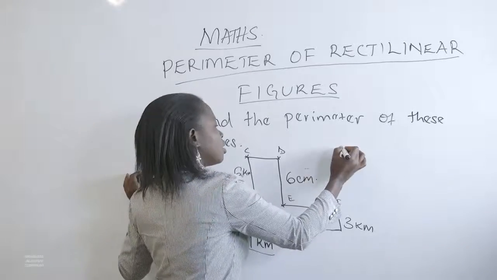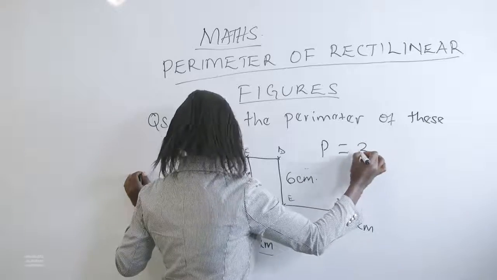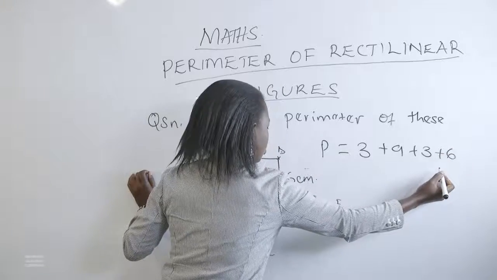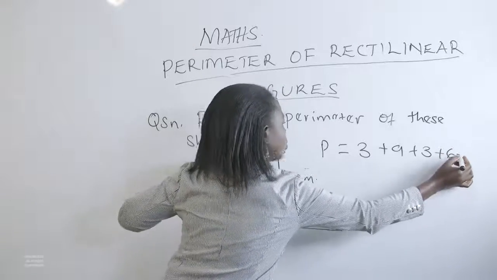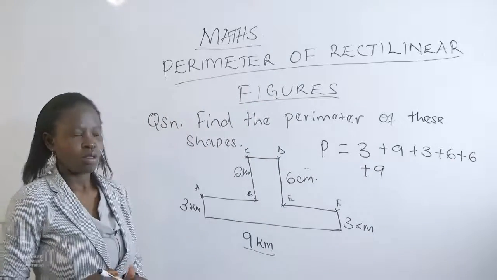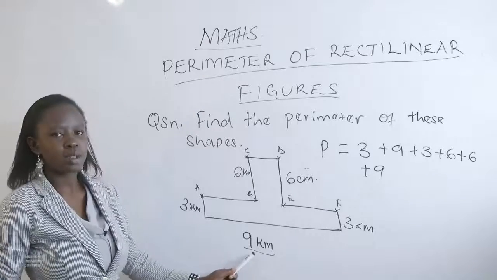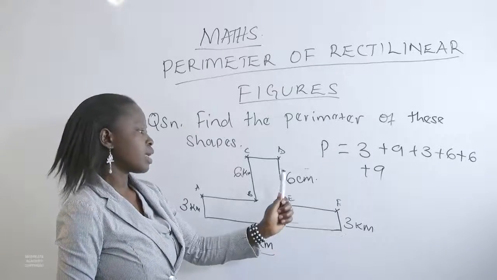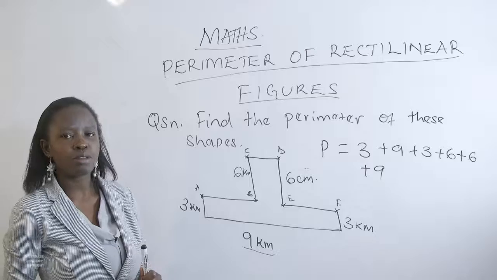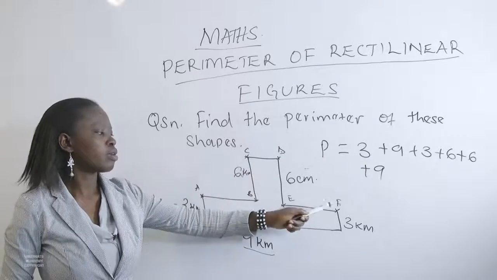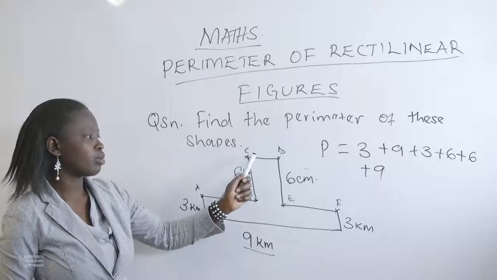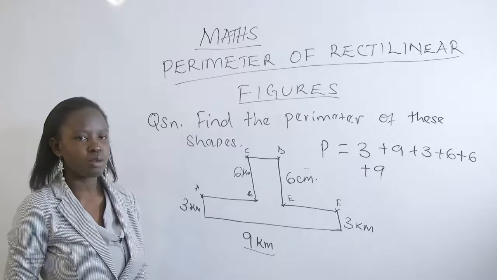So we have 3 plus 9 plus 3 plus 6 plus 6. Then you are talking about the combination of the small units. The small lengths should add up to 9 kilometers. So plus the 9 kilometers that is giving us the combination of these lengths that we do not have.